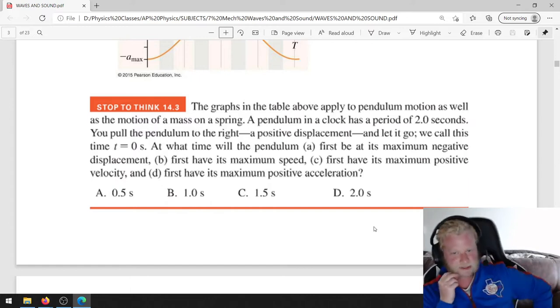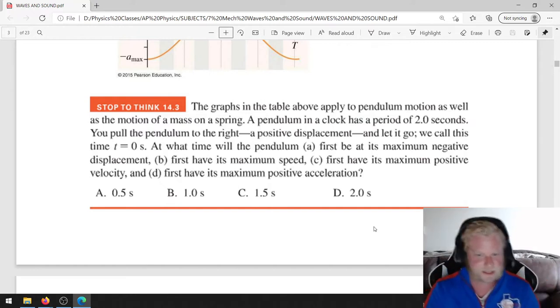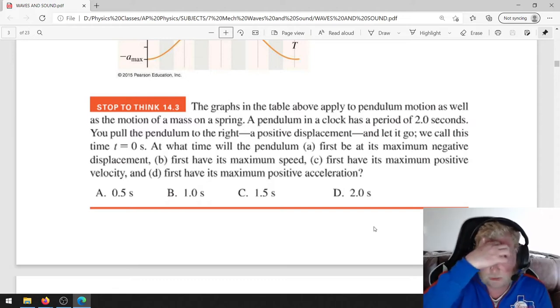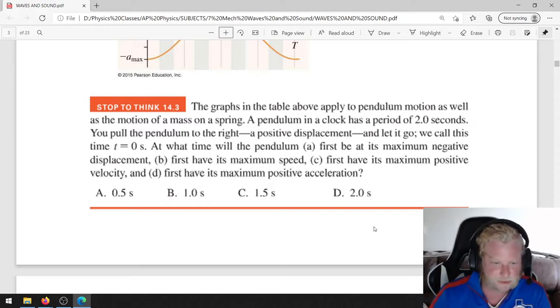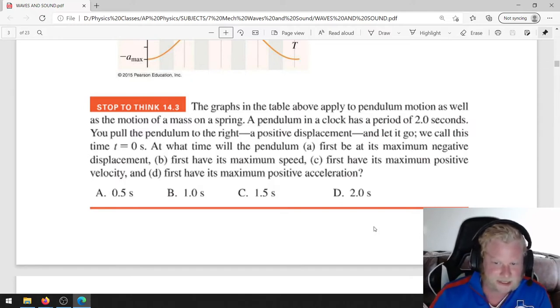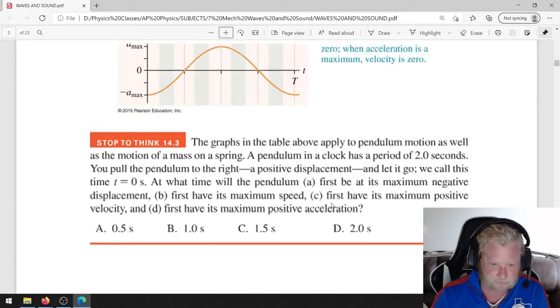So the graphs in the table above apply to pendulum motion as well as motion of a spring on a mass. A pendulum in a clock has a period of 2 seconds. You pull the pendulum to the right, a positive displacement, and let it go. We call this time t equals 0. We want to know at what time will the pendulum A first be at its maximum negative displacement, B first have its maximum speed, C first have its maximum positive velocity, and D first have its maximum positive acceleration.